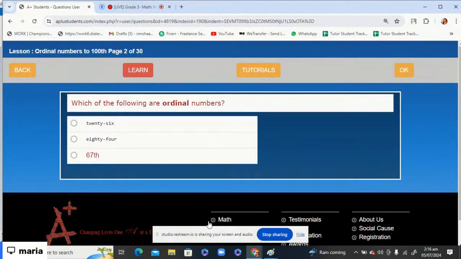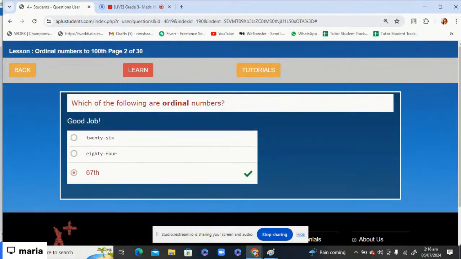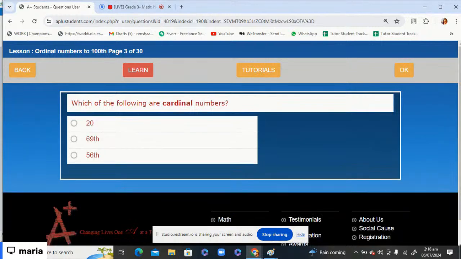So it's 67th. Okay, that is the ordinal number. No, not option 1, because in option 1 it's only 26. It's not 26th. Is there any 26th? No. So this is only that one.